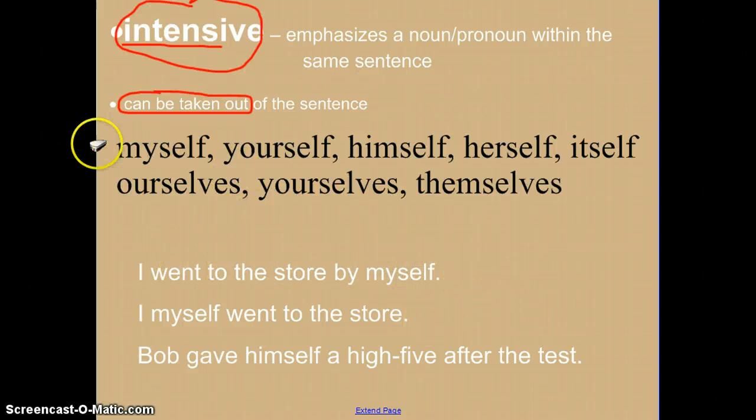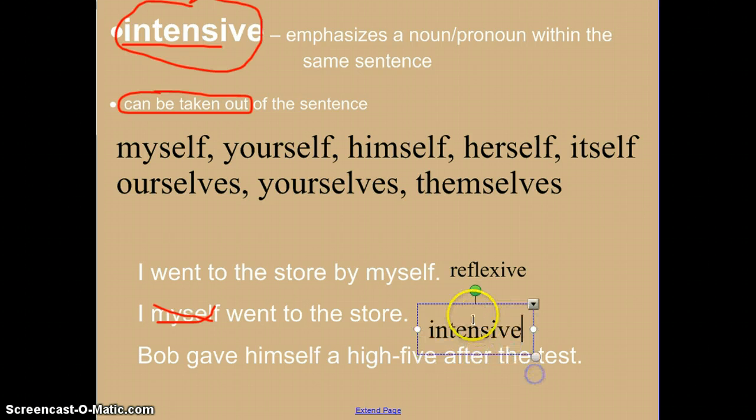So when we use this word in this way, it's reflexive because it's required to make the sentence make sense and so that the meaning of the sentence doesn't change. If we did that in this sentence, if we crossed off myself, it would say, I went to the store versus I myself went to the store. And either one means the same thing, and it sounds fine either with or without. So it's intensive. We can take it out.